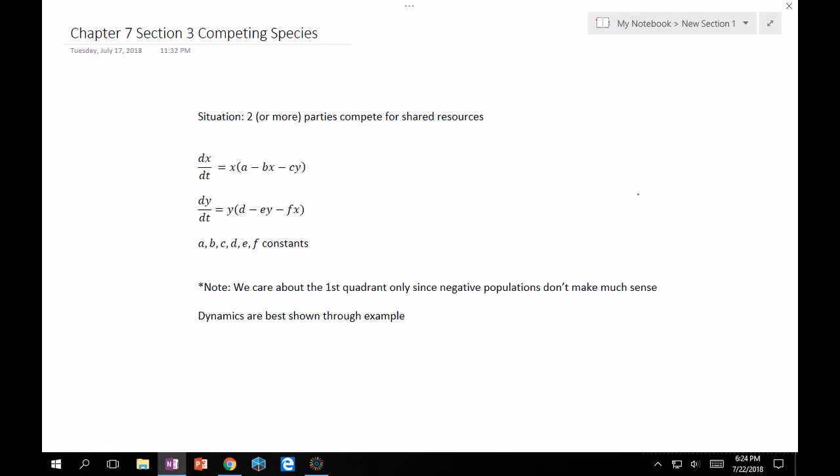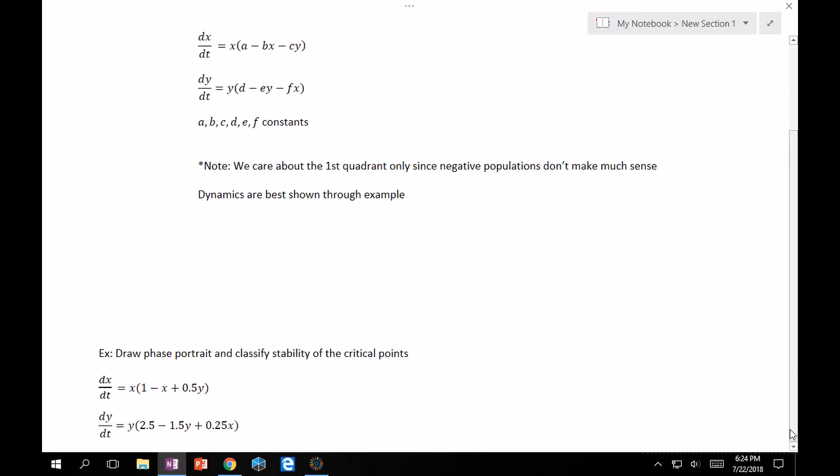And so they can be written as follows: dx/dt is equal to x times (a minus bx minus cy), and then dy/dt is equal to y times (d minus ey minus fx), where a, b, c, d, e, f are all real constants. And we care about the first quadrant only for these kinds of scenarios, just because negative populations don't make much sense. The best way to really show the phase portraits and what physically all of this means is through example. So let's just do one.